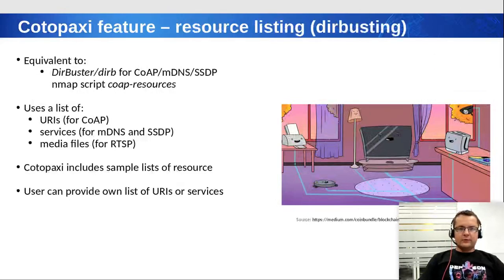The next tool performs resource listing, and it's similar to the popular Dirbuster, but works for a wider range of protocols like CoAP, multicast DNS, SSDP, RTSP. You need to provide a list of resource names, and Cotopaxi will check each of them on the server. There are some predefined lists for each protocol available in the lists subdirectory.